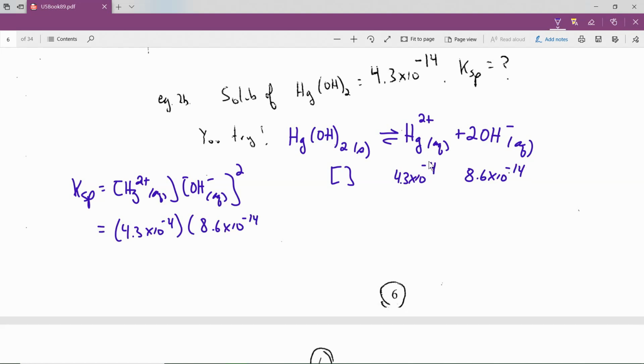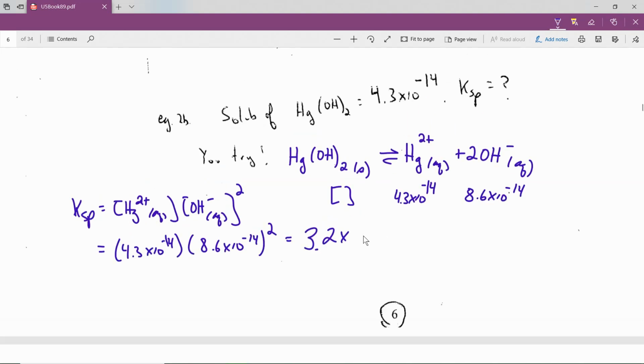So then my KSP is 4.3 by 10 to the minus 14 times 8.6 by 10 to the minus 14 squared. So let us punch that out here. 4.3 by 10 to the minus 14 times 8.6 by 10 to the minus 14, squared. 3.18 by 10 to the minus 40. Or well, let's go to 1 decimal. Keep Ms. NATO happy. 3.2 by 10 to the minus 40.